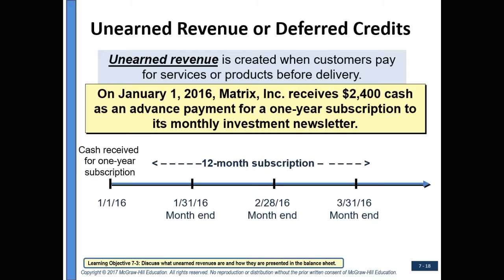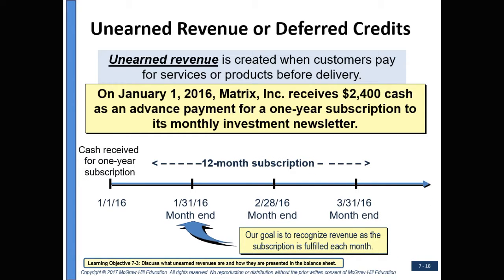So on January 1st, 2016, our friends at Matrix received $2,400 in cash as an advance payment for a 1-year subscription to its monthly newsletter. Cash is received in advance for a full 1-year period. Our goal is to recognize revenue as the subscription is provided to the customers each month. So as we fulfill that obligation, we provide that service or that good, that is when we will recognize the revenue. When we received this cash, we had done nothing to earn it yet.